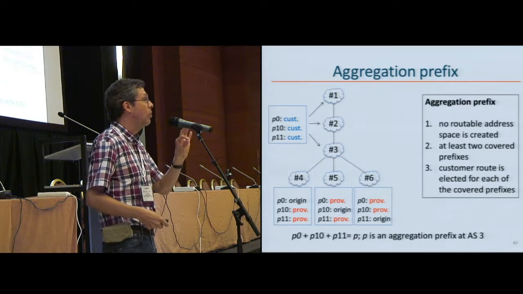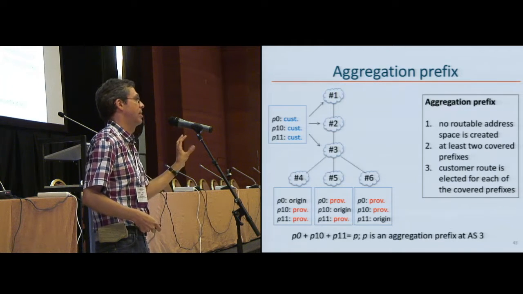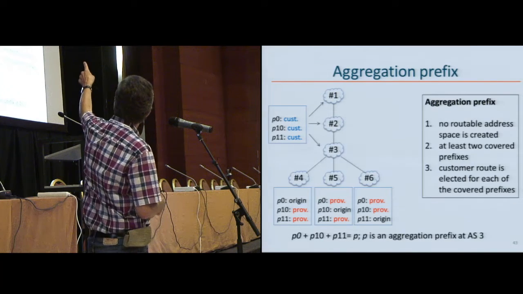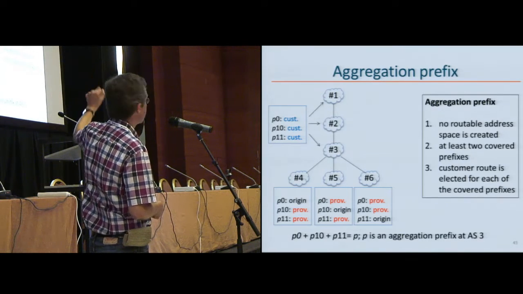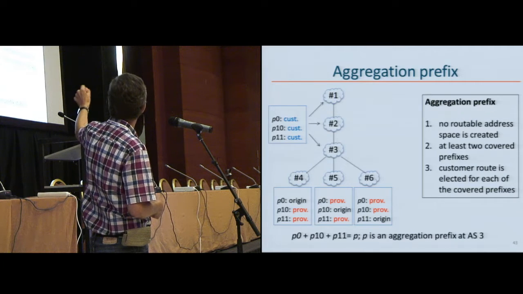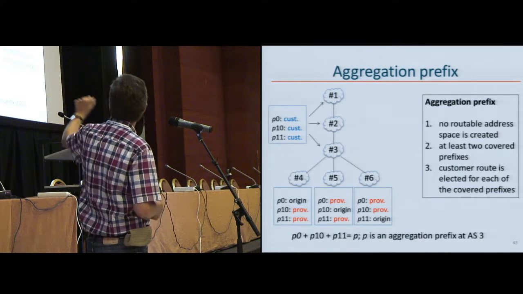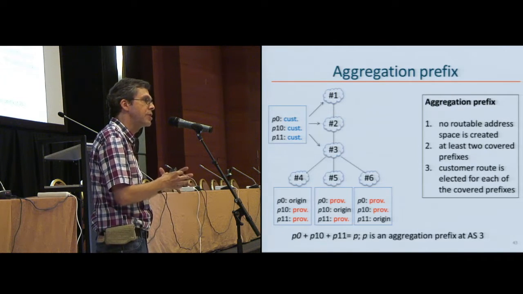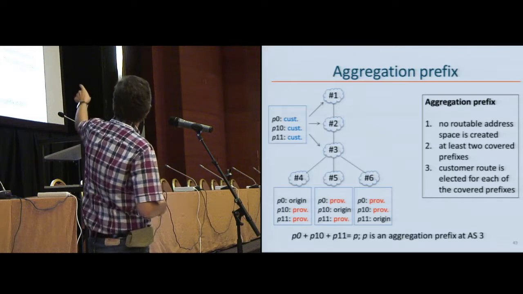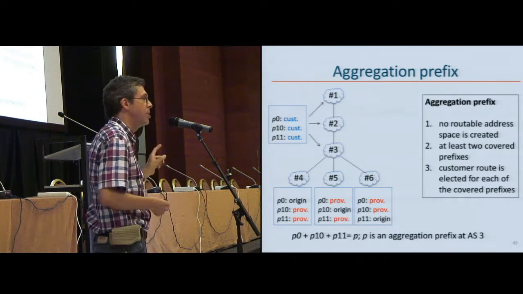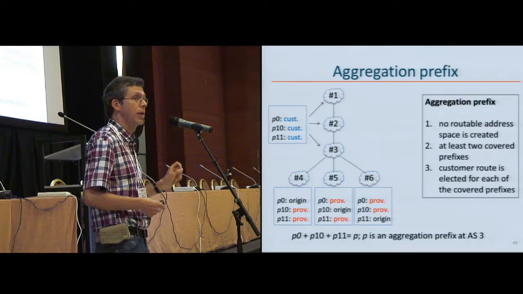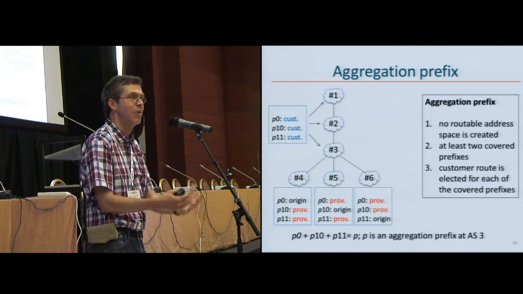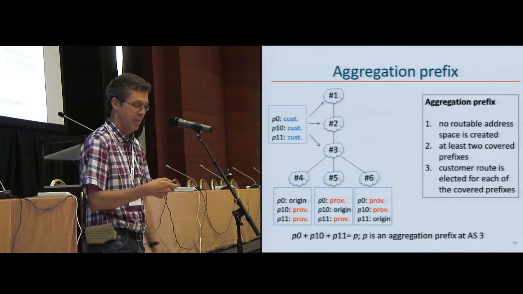Okay, I will only go to a very simple, even simplistic, slide about the aggregation prefixes. So AS1 is a provider of AS2, which is a provider of AS3. AS3 is a provider of AS4, AS5, and AS6. Okay? AS4 owns prefix P0, so this is prefix P appended with a 0. AS5 owns prefix P10, and AS6, P11. So the combination, the global address space of P0, P10, and P11, makes prefix P.